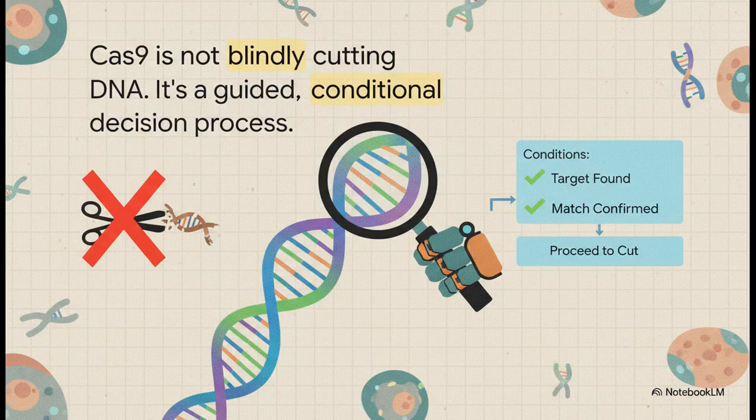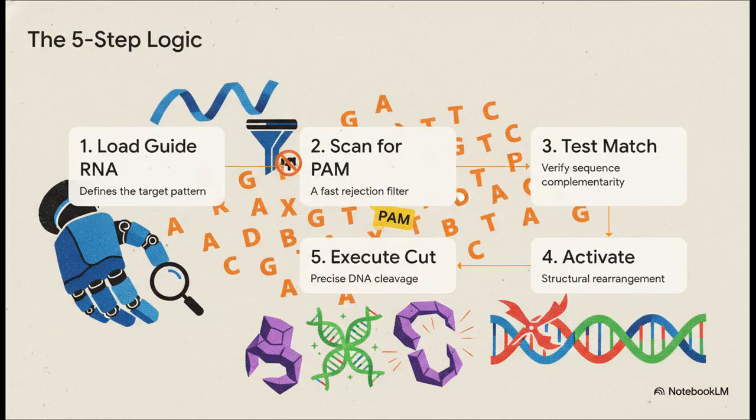So here's the first thing you absolutely have to get. Cas9 is not just some blind pair of molecular scissors snipping away at random. No way. It's an incredibly sophisticated little machine that runs a very specific, guided, and conditional program. It only, and I mean only, acts when all the right conditions have been met. So how does it pull this off? Well, it's this really elegant 5-step dance.